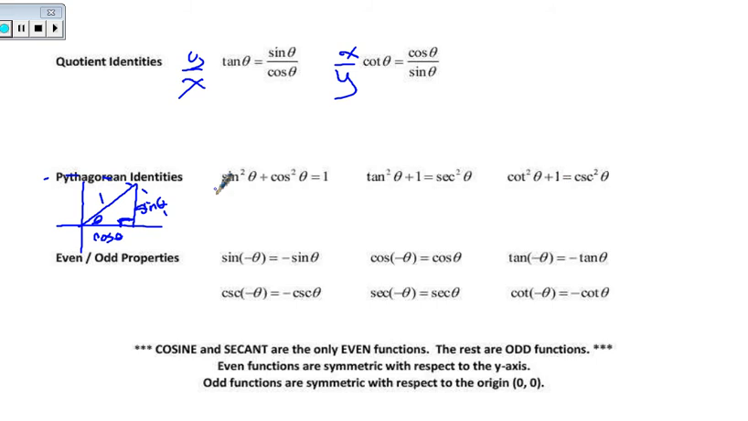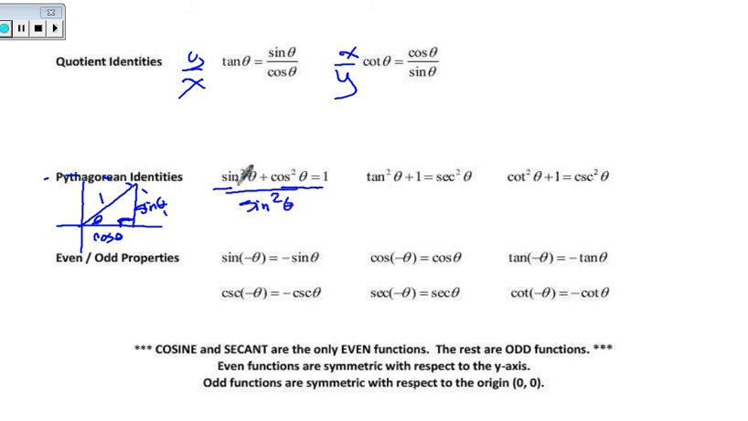So let's say I take this one here, and I divide everything through by cosine squared theta. If I do that, sine squared theta over cosine squared theta would get us tan squared theta. Cosine squared theta divided by cosine squared theta would get you 1, and 1 over cosine squared theta would get you secant squared theta.